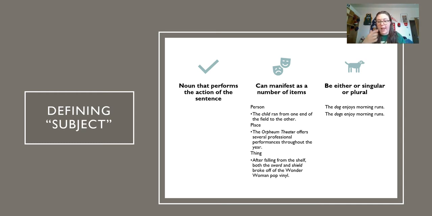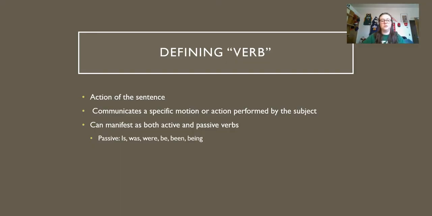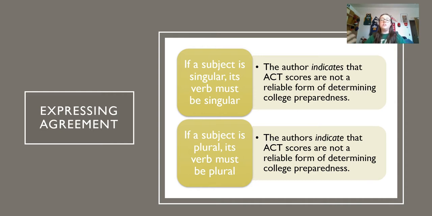The child ran, the Orpheum Theater offers, the sword and the shield broke. And so we have that clear actor and action. So who's doing what and what are they doing? All right, so now let's talk about what does agreement mean and why do we need a subject and a verb to agree?